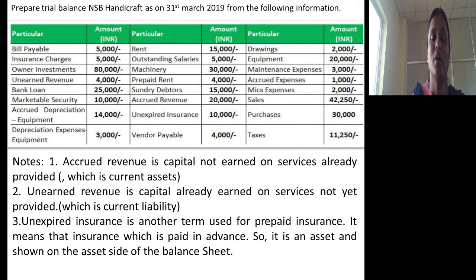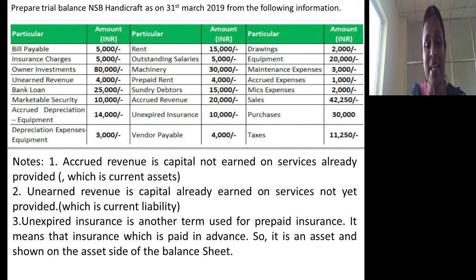Accrued revenue is revenue not yet received on services already provided, which is considered a current asset. Asset shows what balance? Debit balance. Unearned revenue is revenue already received for services not yet provided, which is a current liability. A current liability shows a credit balance.